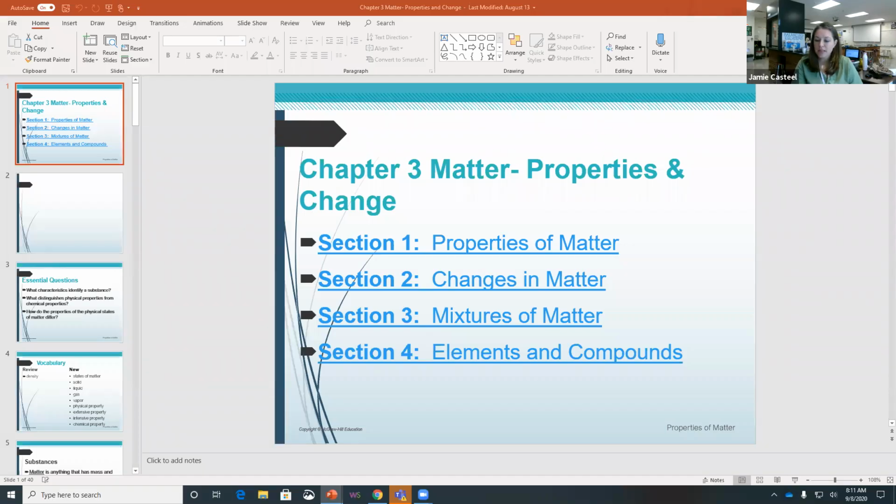Okay, guys, so we are going to get started on Chapter 3 today. I'm going to put Chapter 3 Sections 1 and 2 together because this should be a review for most of you. If you have any trouble, please let me know, but we're going to jump right in, okay? So, in Chapter 3, we are talking about matter. So, let's get going here.